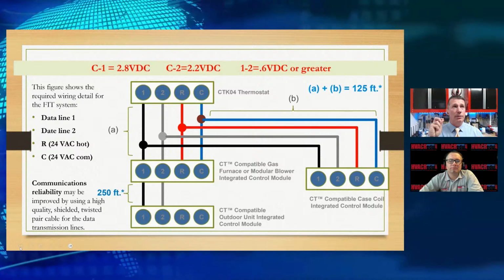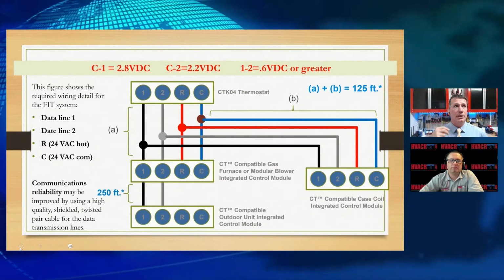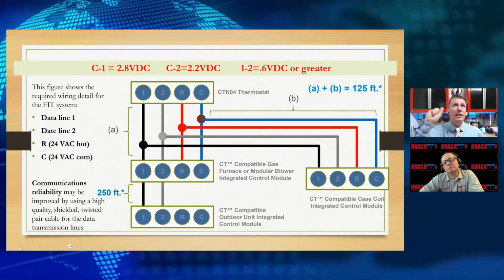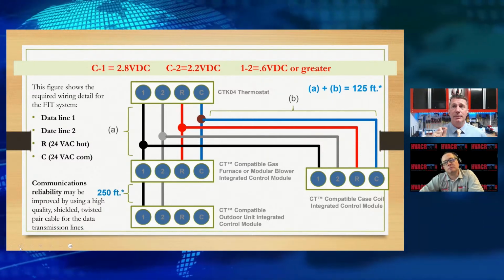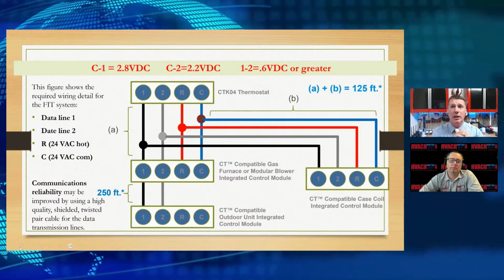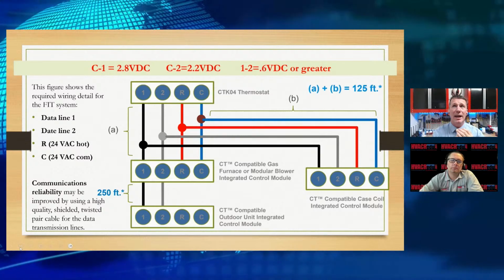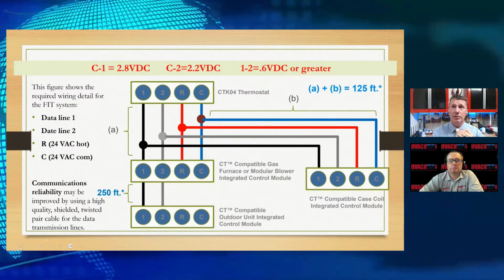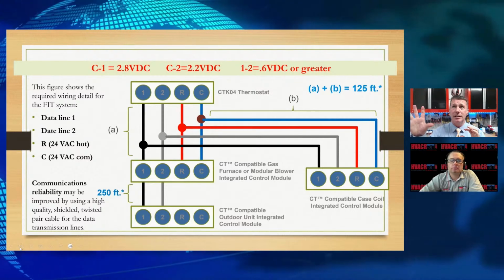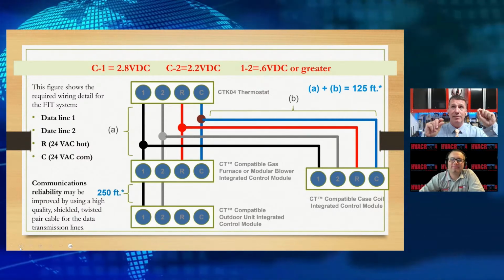So if we were having a problem on a communicating system on the Climate Talk network, we could take our meter and measure from common over to number 1, and we should be reading a positive 2.8 volts DC. There is a difference when we have an air handler. It only uses 3 volts DC. If they're really interested, I can show you the math on how to figure out the bias on an air handler that's using 3 volts DC and 5 volts DC.